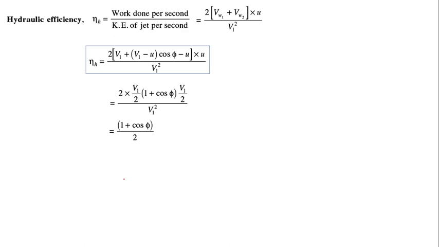If you substitute U is equal to V1 by 2 in the above formula, we get (1 plus cos phi) by 2. If the question says maximum hydraulic efficiency, you can go directly to (1 plus cos phi) by 2 if they are not mentioning the V1 value and U value.